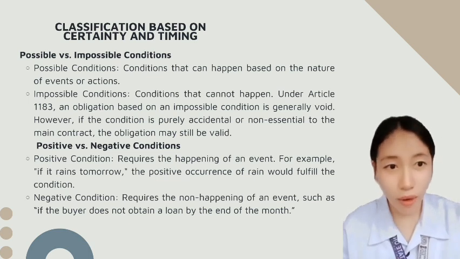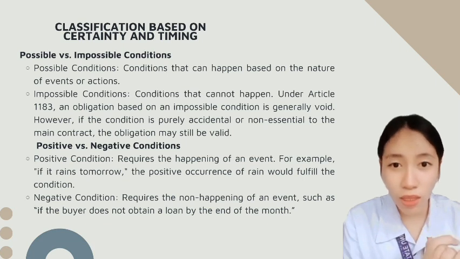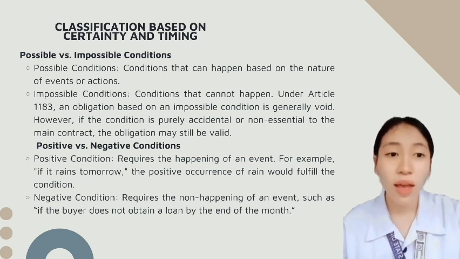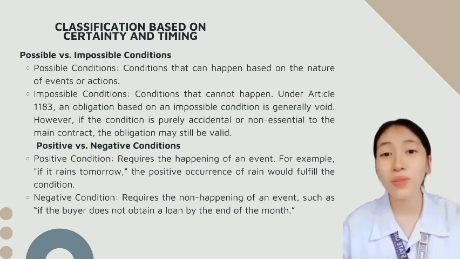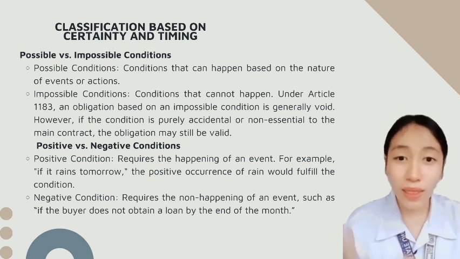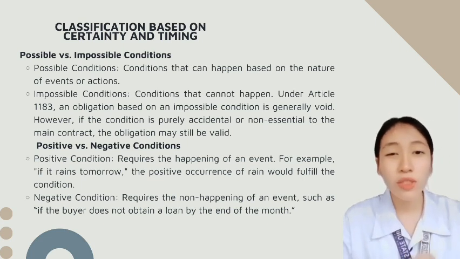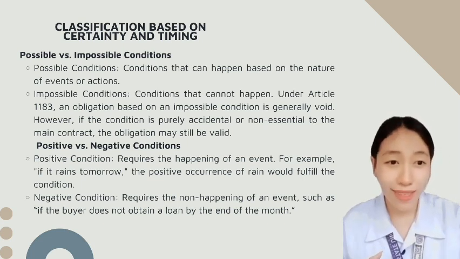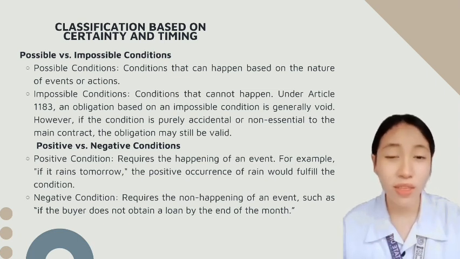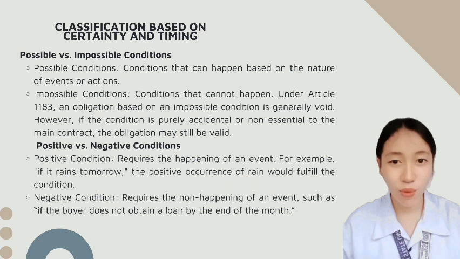if John wins the marathon, he will receive a sponsorship deal. This condition is positive because it depends on the event happening, which is winning the marathon. The sponsorship will only activate if the event occurs. So that was one of the examples of positive condition.